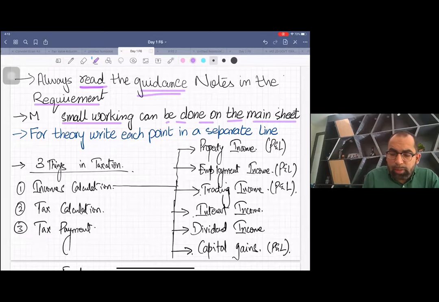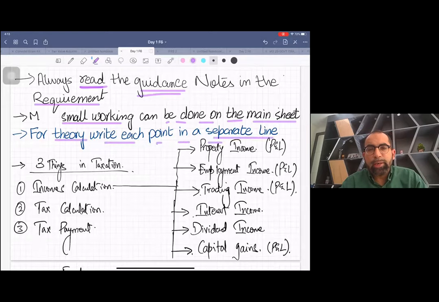And if there is a theory requirement, try to write each point on a separate line. If there are some theoretical requirements as well, better you write them on a separate line, because if you write the theory requirement on a separate line, it will be easier for your examiner to give you marks.